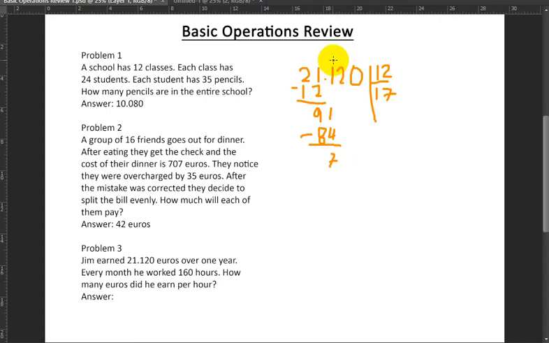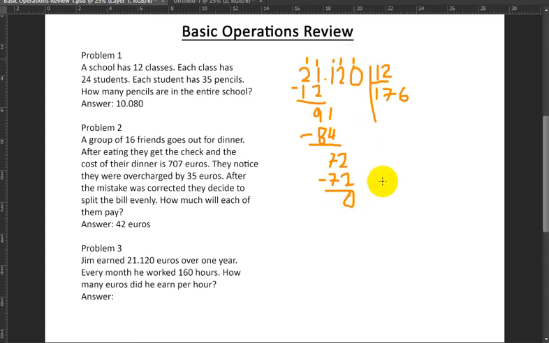Next up, I have already pulled down this 1. So my next job is to pull down the 2. Oh, 72. Well, I know exactly how many times 12 fits into 72. That would be 6 because we just did the multiplication 6 times 12 before and we got 72. So 6 times 12 makes 72. I'm going to do this subtraction and I'm going to get 0.